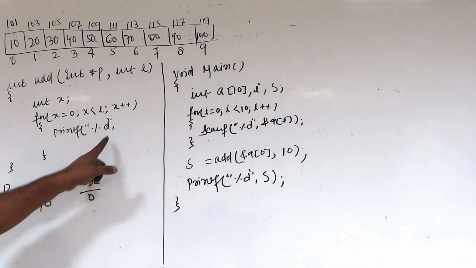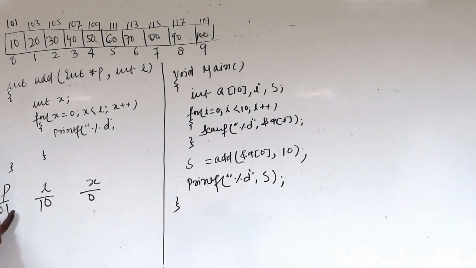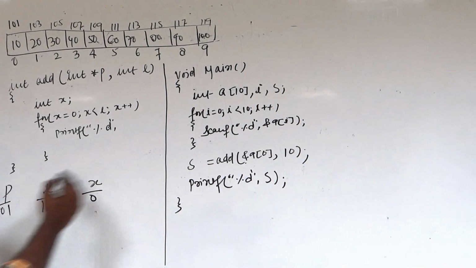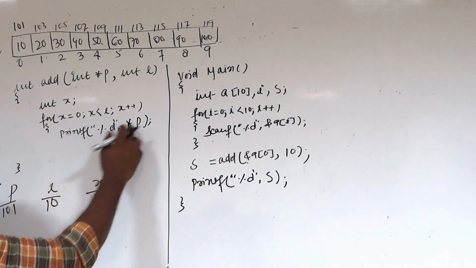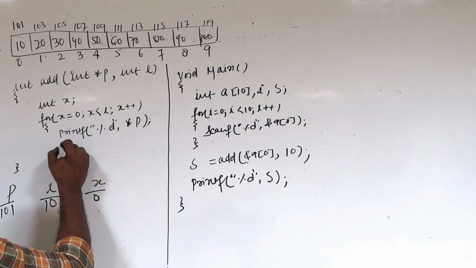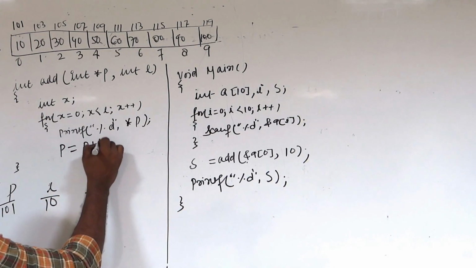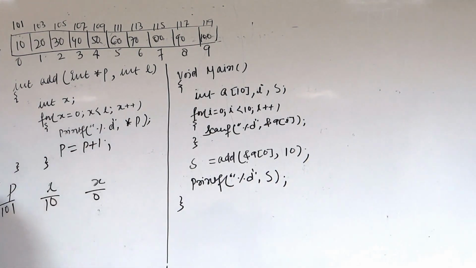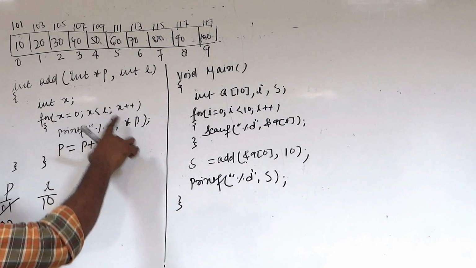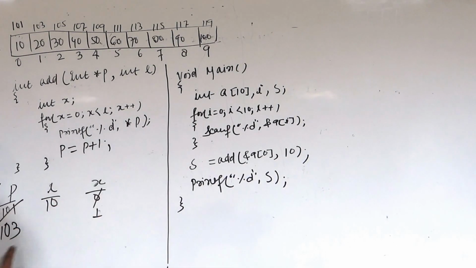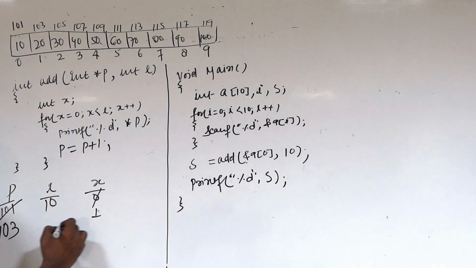Printf %d. If I want to print the value which is at location 101, and 101 is in p, then we need to write *p. And now if I want to shift to the next position, then I need to write p equal to p plus 1. We have seen this in the last class. P plus 1 will become 103. And again x equal to x plus 1, x becomes 1. Is 1 less than 10? Yes, again *p will be printed, meaning the value which is at 103, that is 20.